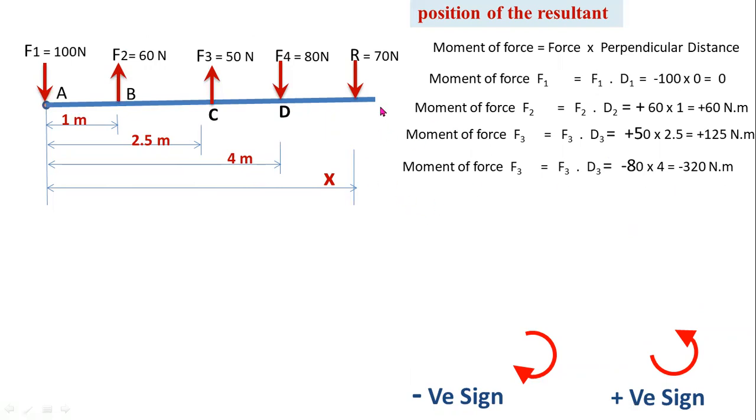In a similar way, the moment of the resultant: this resultant force is acting downward, so it forms a clockwise couple. So you have to consider negative sign. Here the force is 70 and the distance is x. We have to determine the value of x. This x distance indicates the position of the resultant.